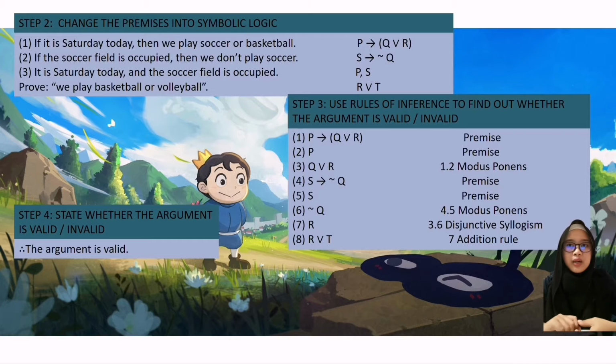Step 3. Use rules of inference to find out whether the argument is valid or invalid. Number 1. P implies Q or R. We got this from our premise. Number 2. P is also from our premise. And number 3, Q or R. We got this from using modus ponens on 1 and 2. Number 4. S implies negation Q, our premise. And number 5, S is also our premise from number 3 of the question. Number 6, we got negation Q by using modus ponens on 4 and 5. Number 7, R. We got R by using disjunctive syllogism on 3 and 6. Number 8, we got R or T by applying the addition rule to 7.